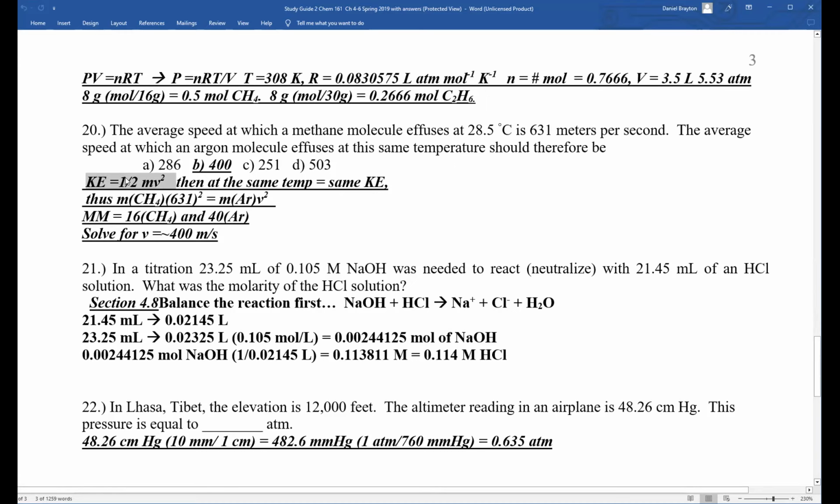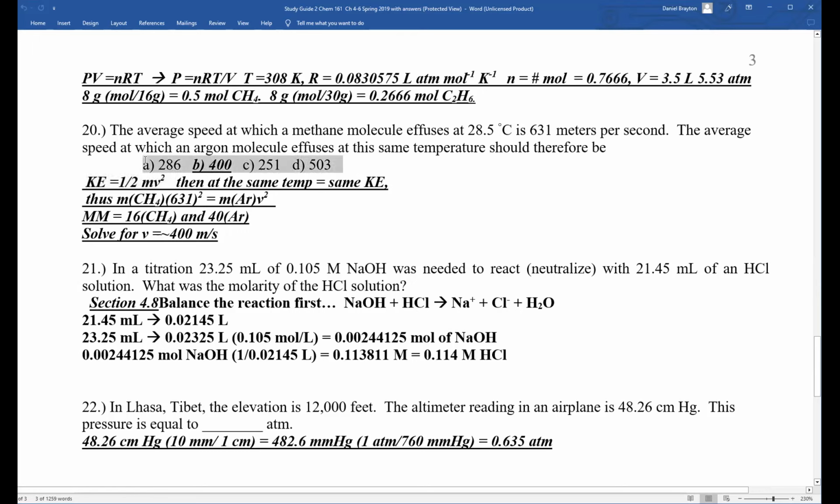Then the 1/2 is going to fall out since it's on both sides. Then you just plug in the mass of each. So methane is 16, argon is 40, and it's the speed squared. They gave us the speed. Methane is lighter, and the argon is heavier, so we were looking for a speed that was lower.